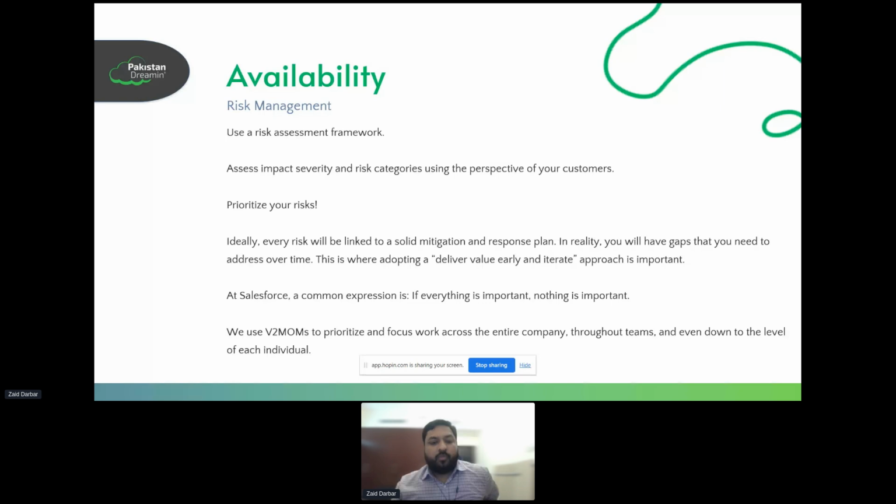It's basically something like: what's the vision, what are we going to do with it, what is the method, what is the observation, how are we going to improve it. Each and every step they have divided into different parts. If you really want to deep dive into it, I think you can start from V2MOM. It is really good, and Salesforce follows it as well, so it will give you a good start.